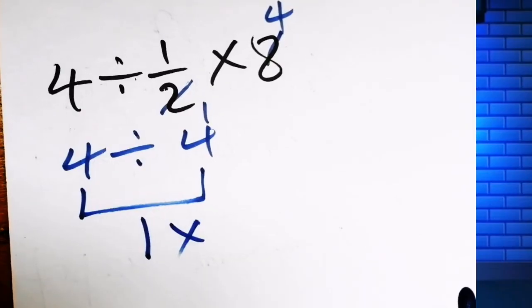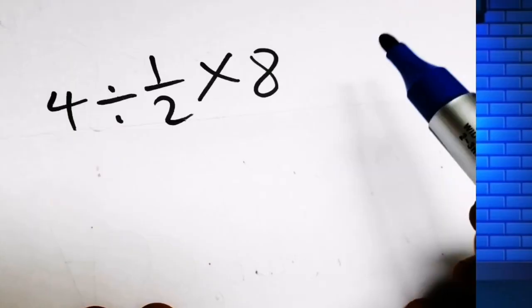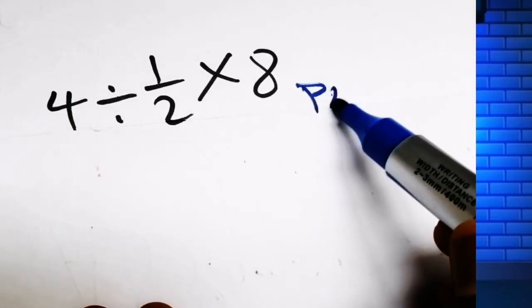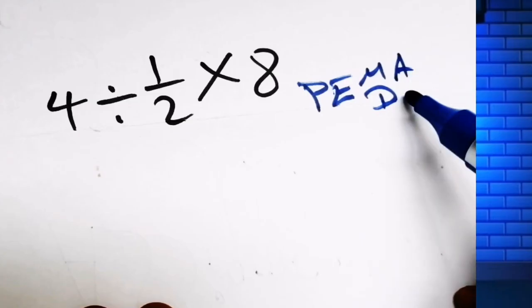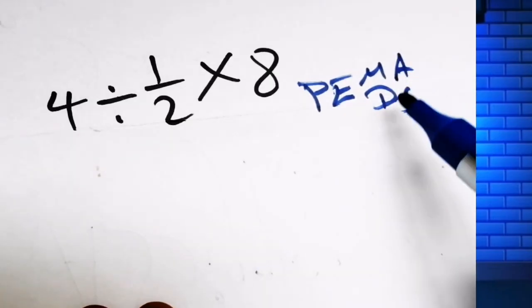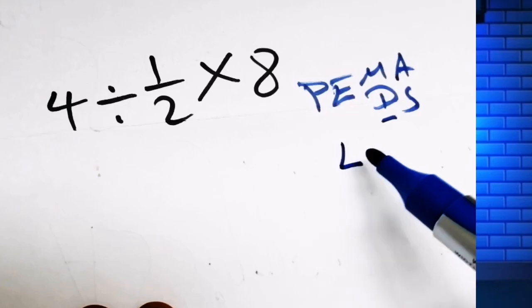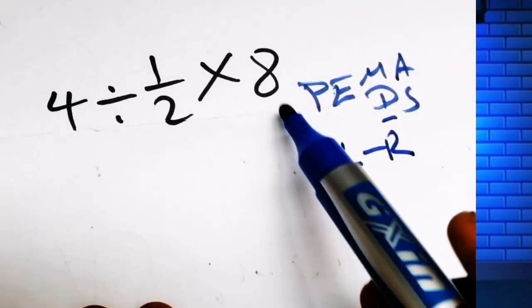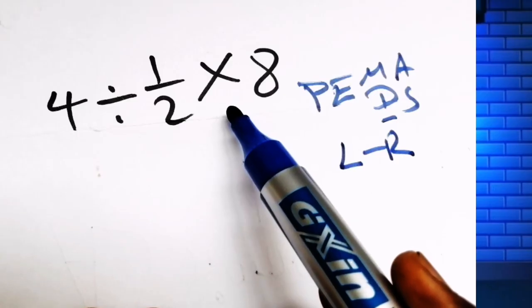But this answer is not correct, because according to the order of operations, PEMDAS, first we have to do parentheses, then exponents, then multiplication or division, and finally addition or subtraction. Remember that multiplication and division have equal priority. We have to work from left to right. In this expression there is one division here and one multiplication, okay?